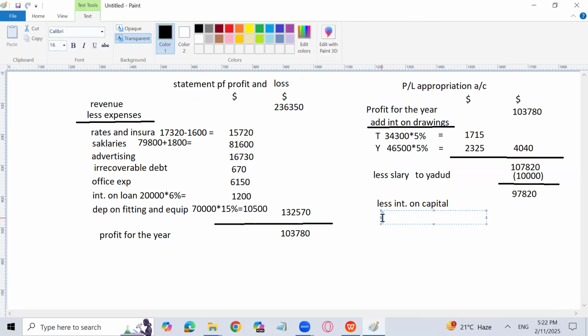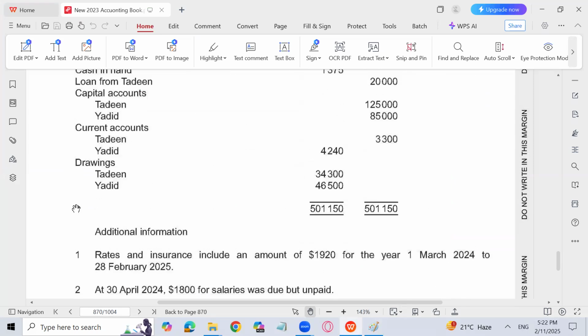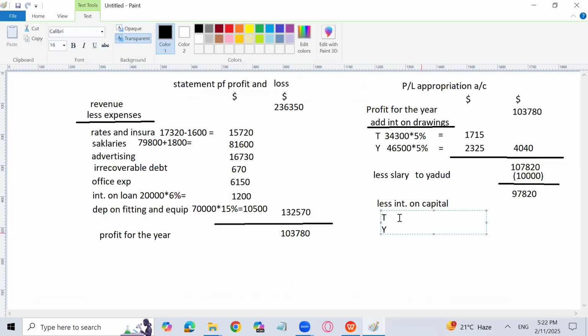Now I will subtract less interest on capital, and that is again for both of Yadin and Yadid. Let's see. The interest on capital is at the rate of 3% per annum, and the capitals of both of the partners are, here for Yadin it is 125,000 and for Yadid is 85,000. So I will write here 125,000 into 3%. How much will it come? 3750.